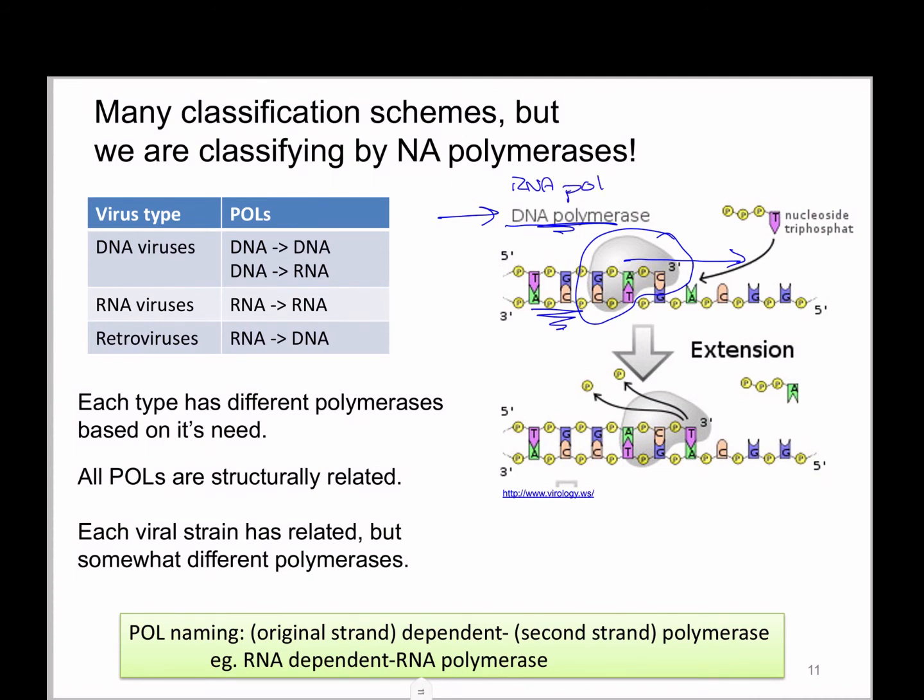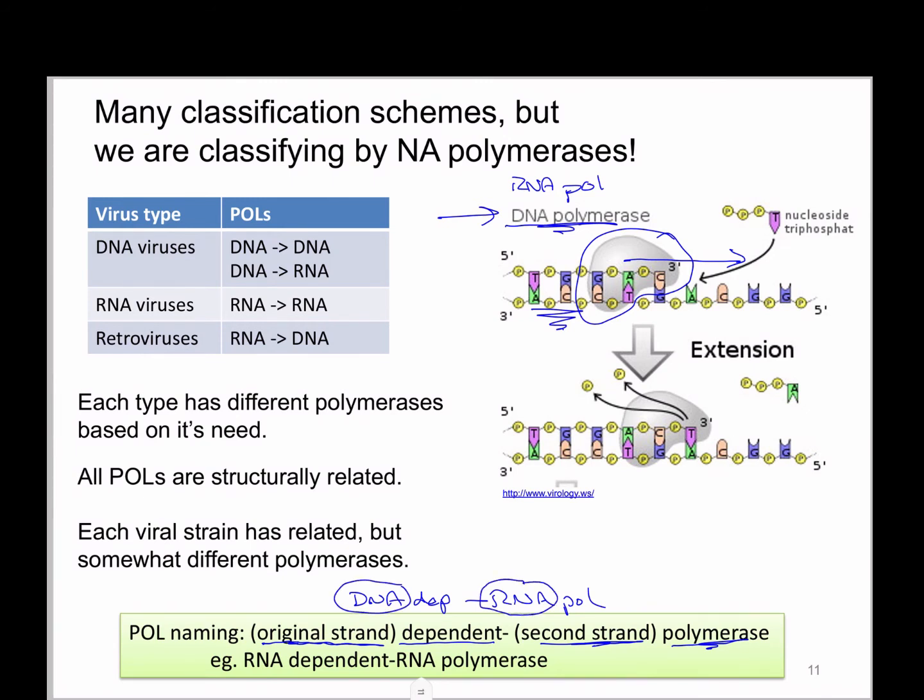When we name these, they can become pretty confusing. For their full names, we're going to name them by the original strand type, whether it's DNA or RNA, and we're going to say dependent because it's dependent upon that as the template. And then we're going to have the second strand that it's making, whether it's DNA or RNA, and that's the polymerase because that's what it's making. So you could have a DNA-dependent RNA polymerase, or any combinations of those. So DNA-dependent means you're starting with DNA, and here you're ending with RNA.